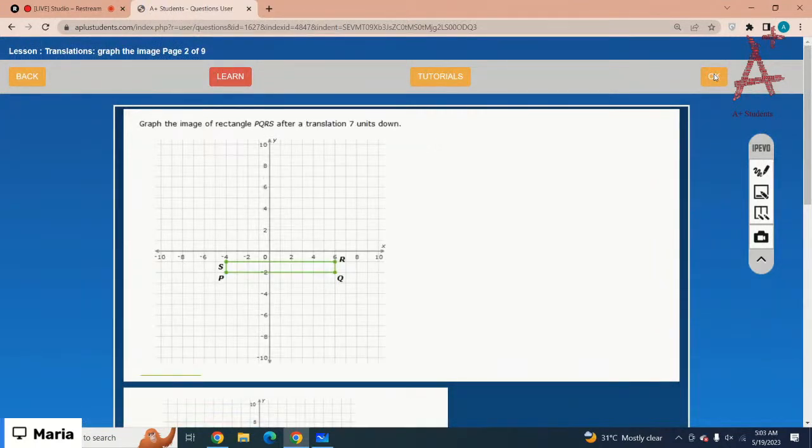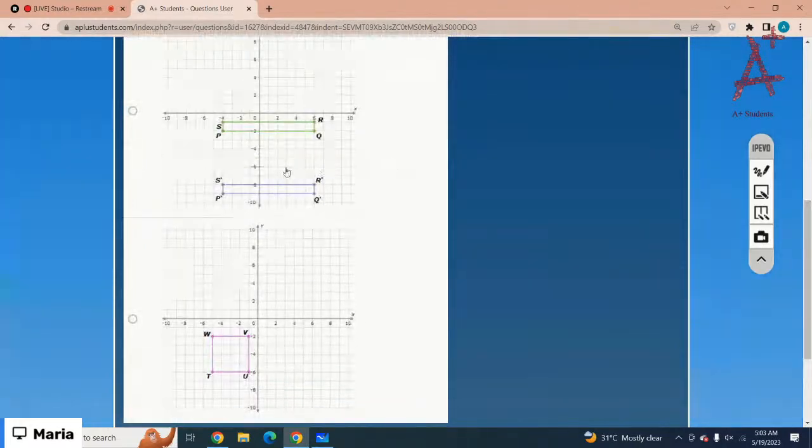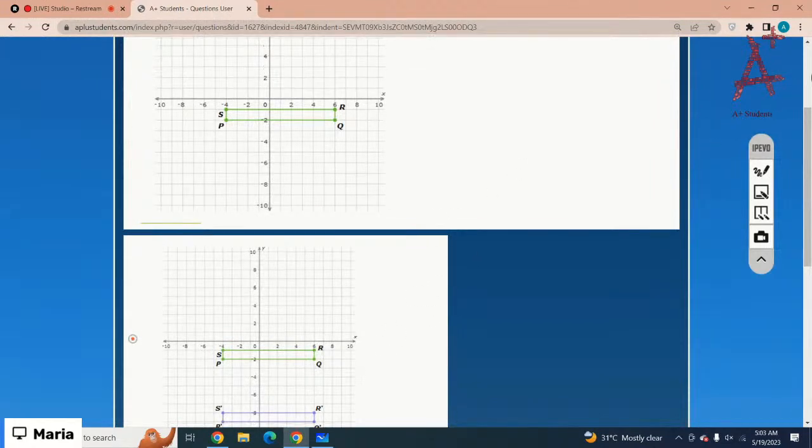Graph the image of rectangle PQRS after a translation of 7 units down. You have to move 7 units down. So just look at the options. Which one is 7 units down? Option number 1 is the correct option. That would be 7 units down.